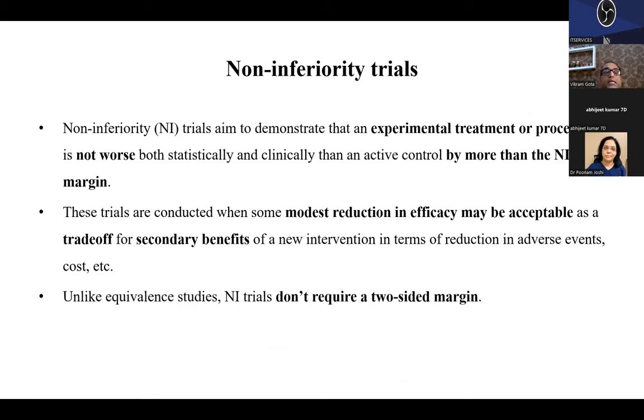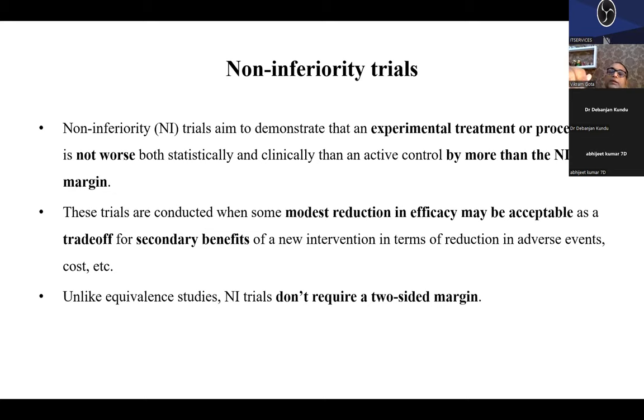Now, that will bring us to the next section, which is non-inferiority trials. Non-inferiority trials aim to demonstrate that an experimental treatment or procedure is not worse than a standard procedure. Here, by the definition itself, there is only one margin. You are only interested in showing that it is not worse. You are not worried if it is much better, but only concerned with showing that it is not worse. These trials are conducted when some modest reduction in efficacy may be acceptable.